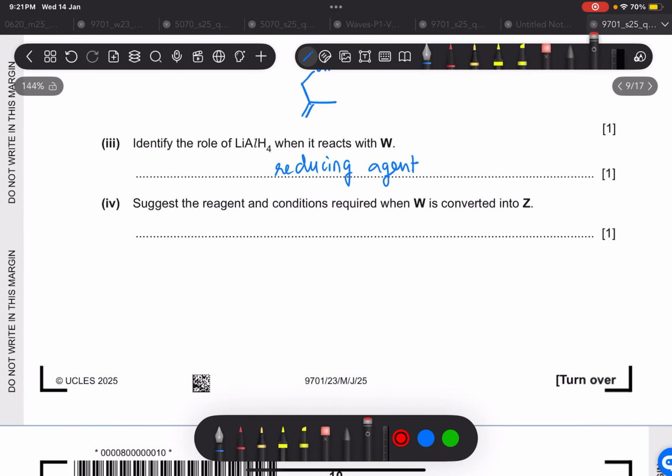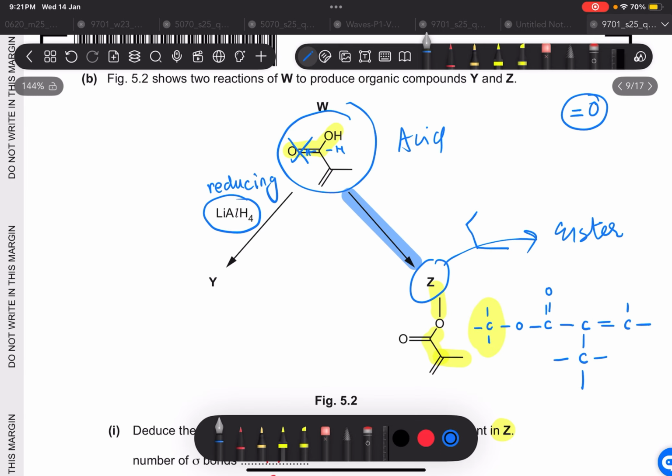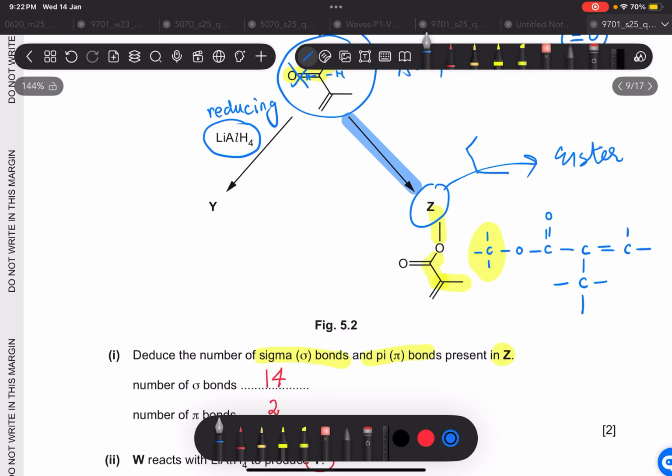So the conditions and the reagents. The conditions are that you add H2SO4 that acts as catalyst, because that's an esterification reaction. And the second thing is, to make it, you add methanol to it. That's the alcohol used. I hope you get what's happening. Ester is being formed here.